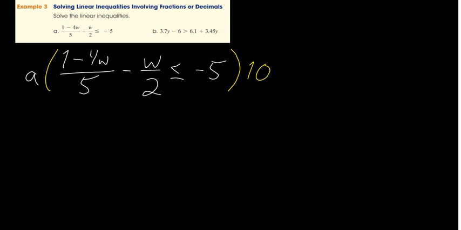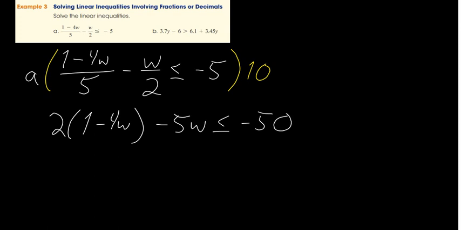So we're going to have a 2 times 1 minus 4w. And then we're going to multiply this by 10 over here. Once again, the 10 and the 2 cancel, so it's going to turn into 5 minus 5w in the numerator. So minus 5w. And then we're going to be less than or equal to, and finally some nice easy math, negative 50. Let's get rid of the parentheses there. So we have 2 minus 8w minus 5w is less than or equal to negative 50.